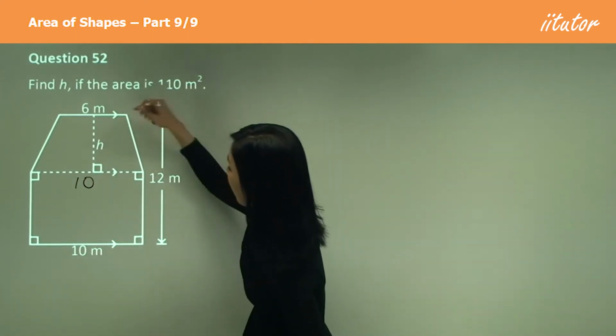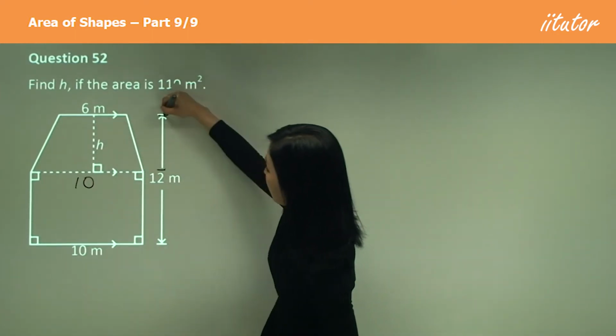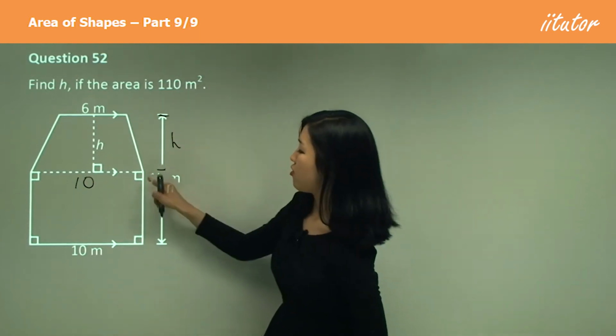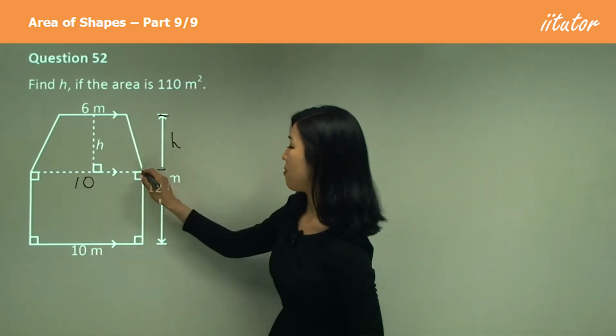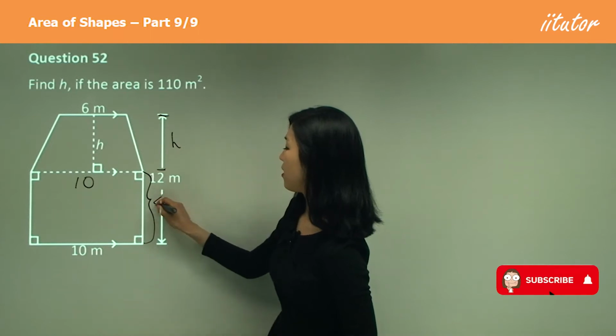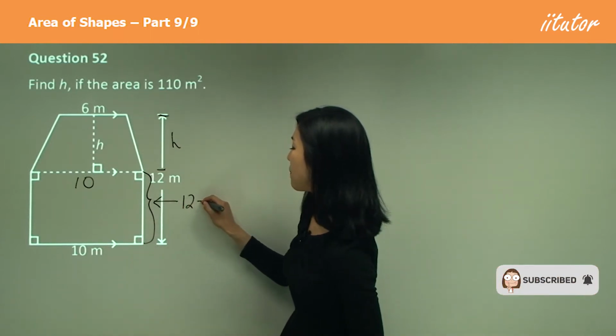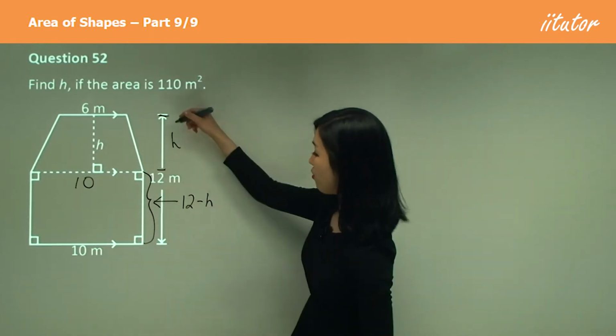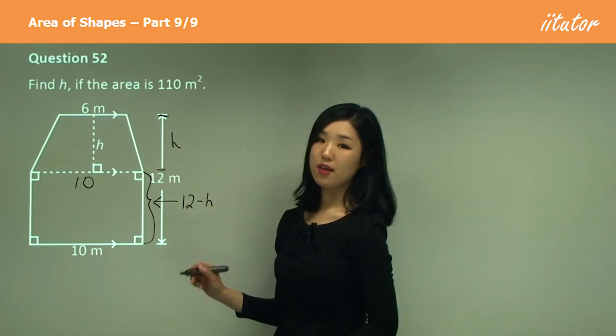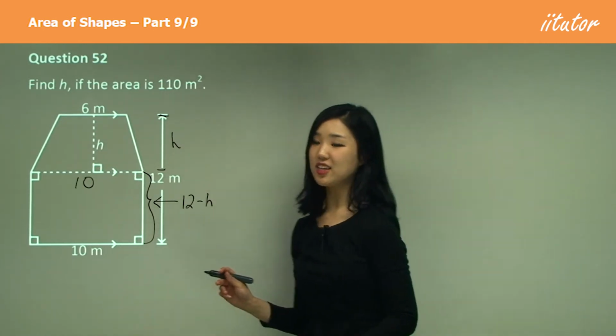This little bit is h. So from here to here is h. So to get just the width there, this length here, that would be 12 minus h. 12 minus that h, that's the width. So now let's find the area in terms of h.